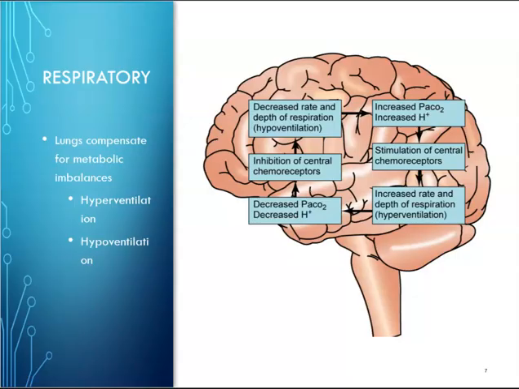And you're going to see this too in ICU settings. A patient that's on a ventilator, they can adjust the rate and the depth of respirations to mimic this effect in our body. So they can mechanically control the ventilation to get this to occur. Okay, and then we're going to talk about the kidneys, which are much, much slower.